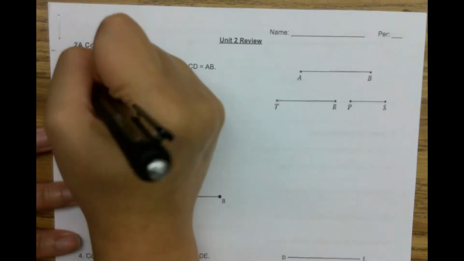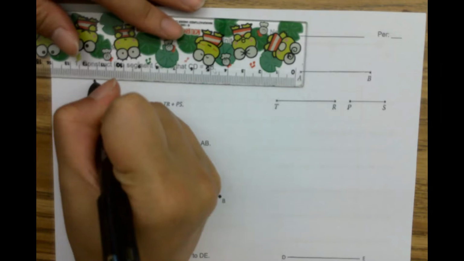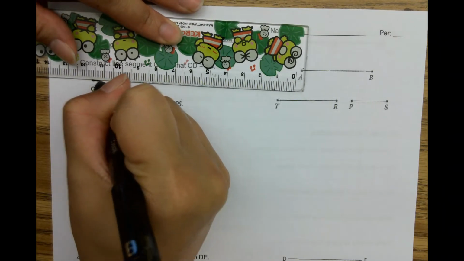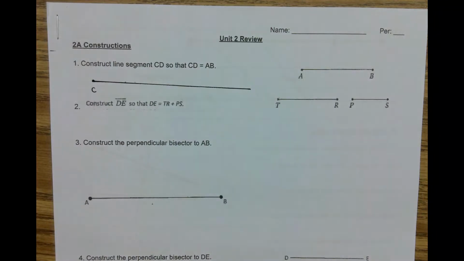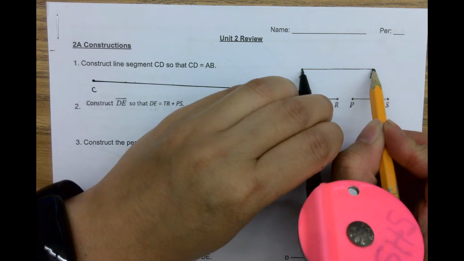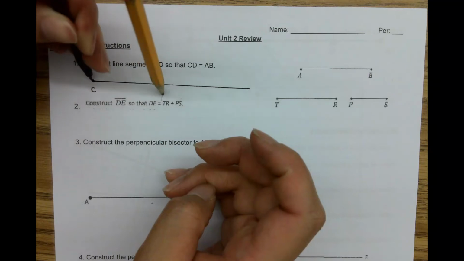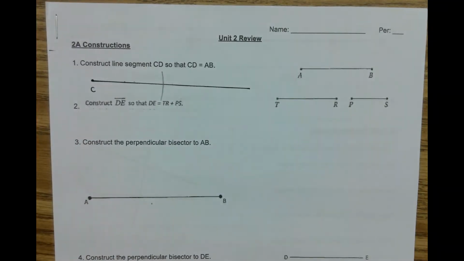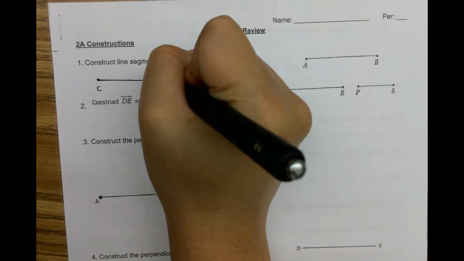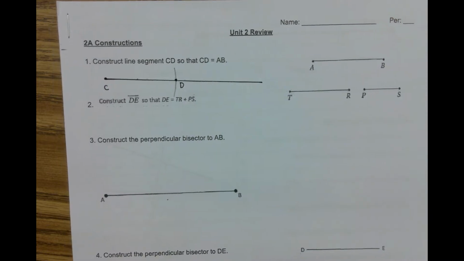Okay, so I'm going to start by putting a point. This is going to be C. I'm going to draw my line here. Then I'm going to use my compass to measure how big AB is. So here, AB is this long. So with that measurement, I then move to C, cross the line. And so here is where D would be. And so here's CD, and it is equal to what AB is. Okay, so now let's do the next one.